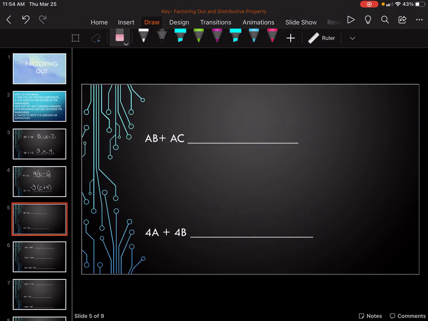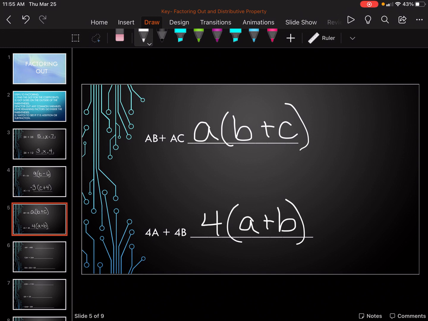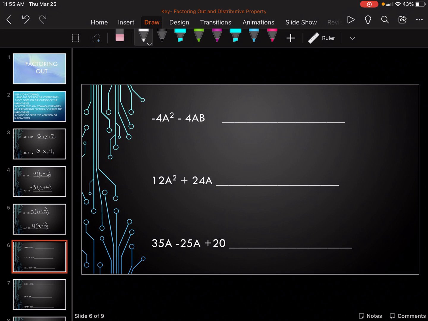Now it's with variables. So we have AB plus AC. We can factor out A. Then we would have B plus C left, okay? So the next one, we can factor out the 4, and we would have A plus B. Ooh, this is a good one. Okay, so think about here. We have negative 4AA, because remember, A squared is A times A. So what can we factor out here? Well, we can factor out the negative 4, and we can factor out an A. So then what would be left would be A plus B.